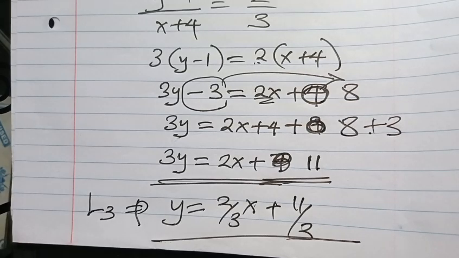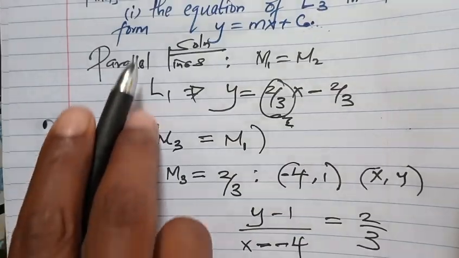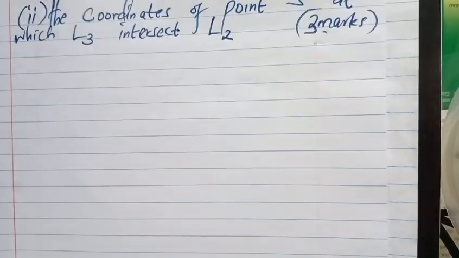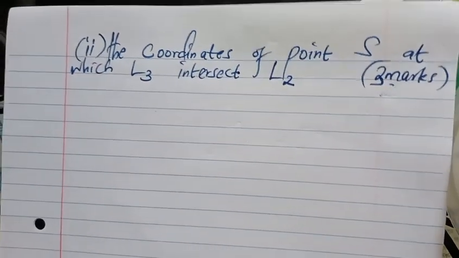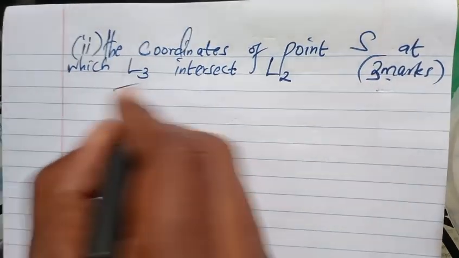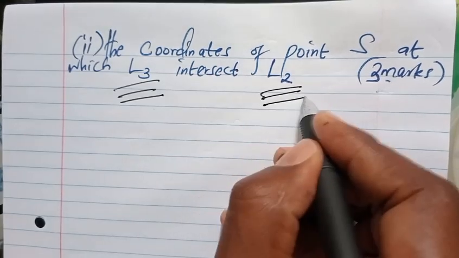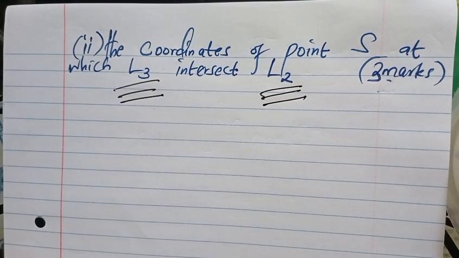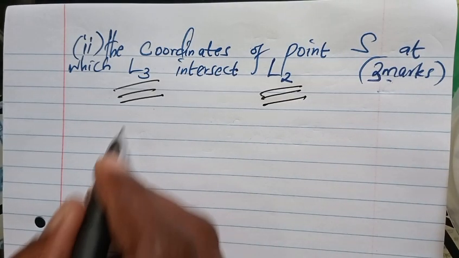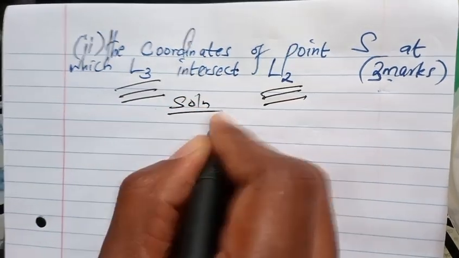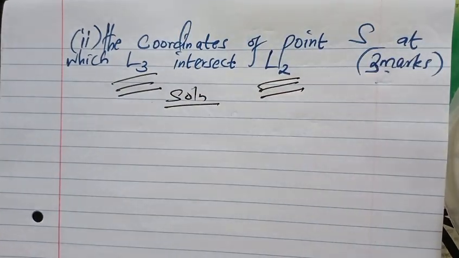Then as we almost wind up Roman 2 of the same question C, we are now finding the coordinates of the point of intersection. This is now where I want you to pay attention. The point of intersection between line 3 and line 2. Remember, we require the equations for both. Line 3 equation, so solution here. Equation for line 3 that I have just done with you.